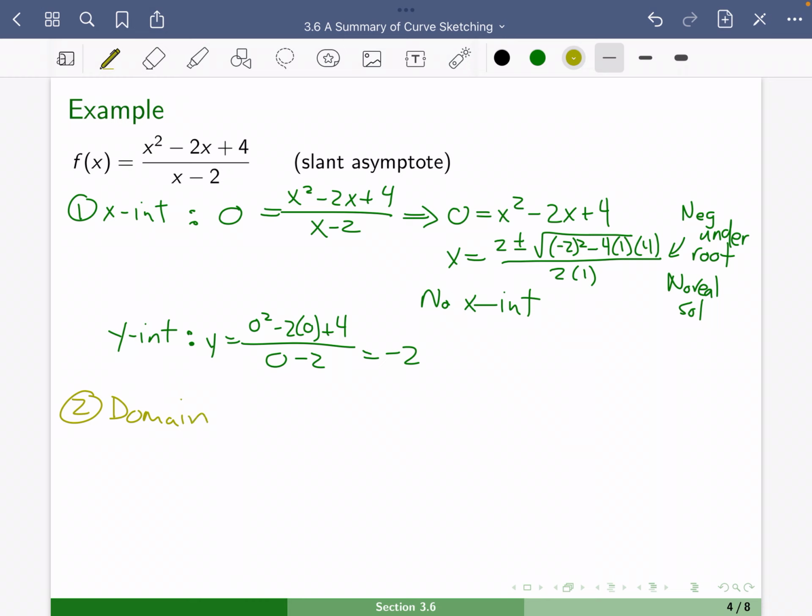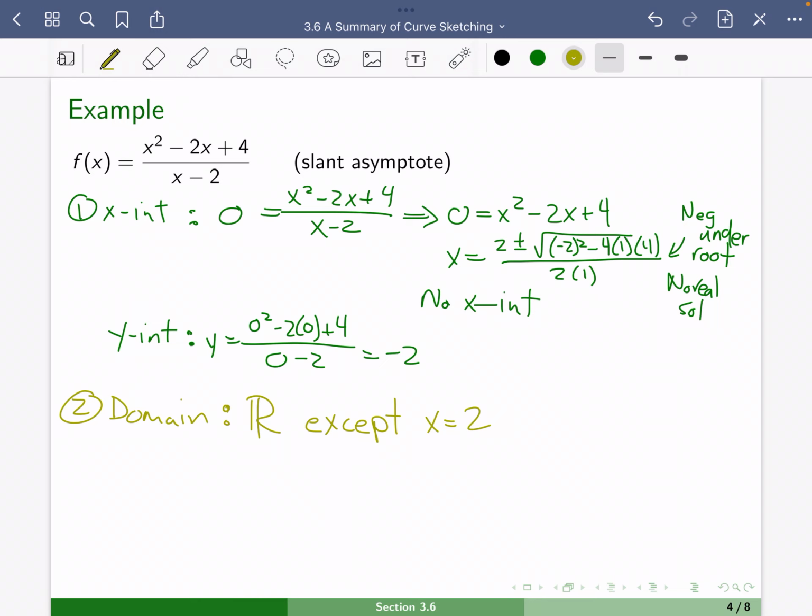For the domain of this, we are going to be fine almost everywhere. What value would give us problems? Well, we'll have problems if we have a 0 in the denominator. What value would make that denominator 0? Well, the value x equals 2 would give us a 0. So our domain is all real numbers except for x equals 2.